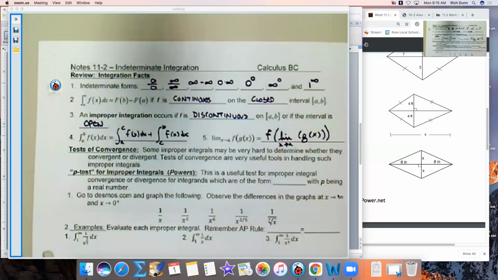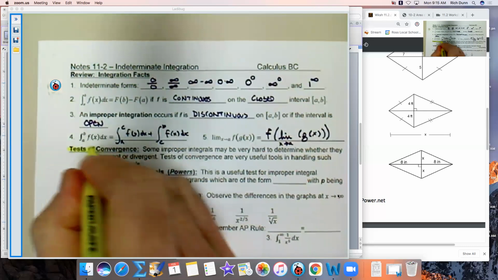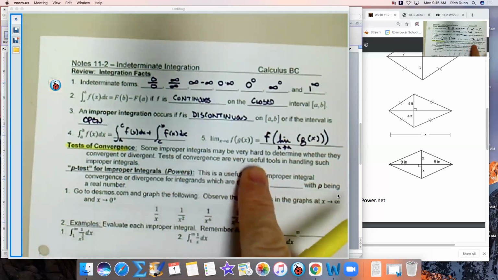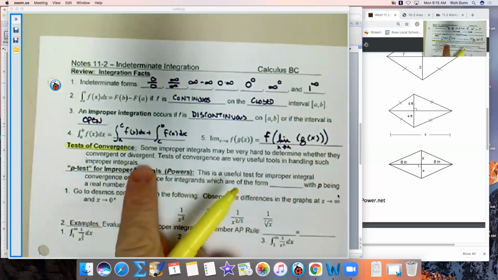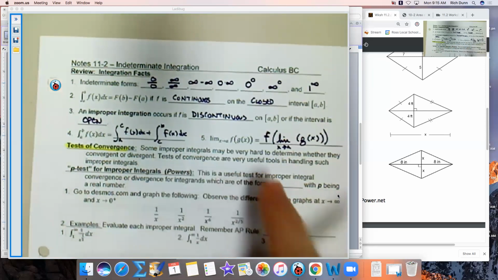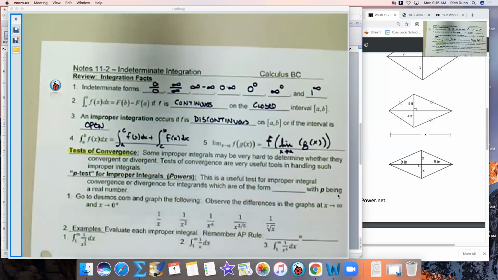So, quick little review. Now, let's get into what we're going to concentrate on today, and that's the idea of tests for convergence. Some improper integrals may be very hard to determine whether they converge or diverge. Therefore, we're going to need some tests. These tests for convergence are very useful tools when handling these improper integrals.